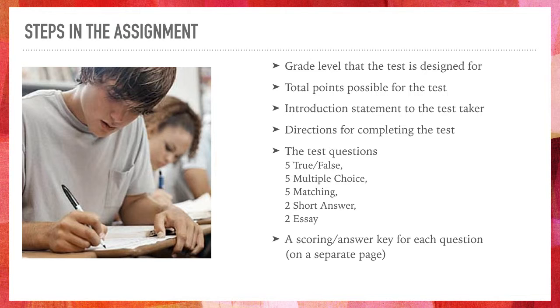Then you want to include a scoring or answer key. This should be on a separate page. How would you score the test? So for example, true, false, just list which ones are true, which ones are false, identify the correct multiple choice ones, identify the correct matching, and then for your short answer, you need to write out what you feel would be the most appropriate response to each short answer question. So you have a guideline on how to assess this when someone goes back in to assess it.